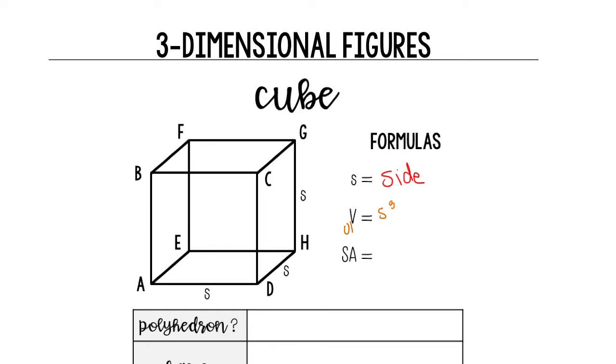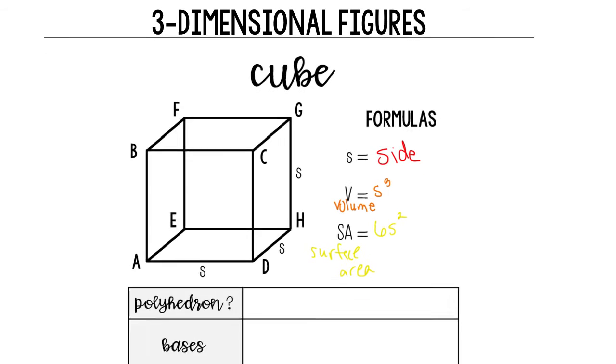SA, surface area. So V is volume. SA is surface area. And that is 6 times S squared. So let's think about why that's the way it is. The area of a square is length times width. So that's S times S, or S squared. There are 6 sides to a cube, so we need the surface area multiplied by 6, one for each face of the cube. So, hence, we have 6 S squared for our surface area.